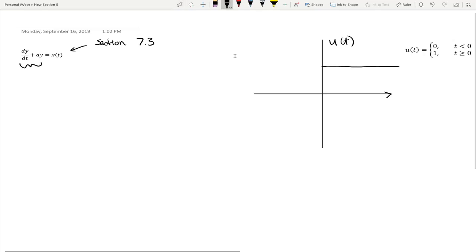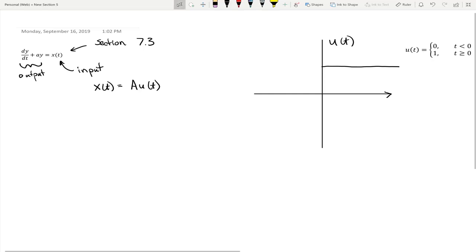So over here, again, these are my output terms. This guy here is my input term. And the book considers a couple of different input terms. I'm going to consider two of them here. The first of them that I'm going to consider is, let's say x of t is equal to a unit step, a u of t, like that.